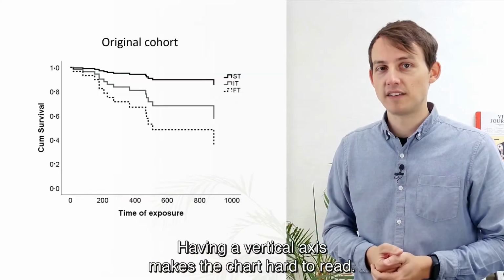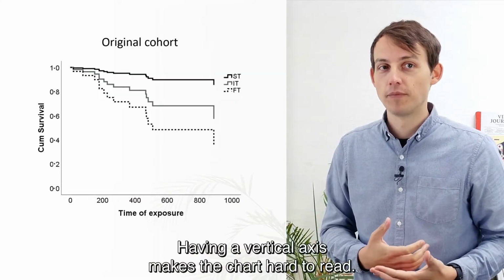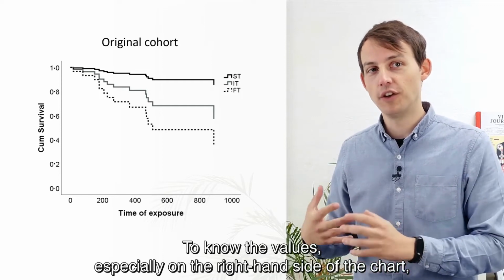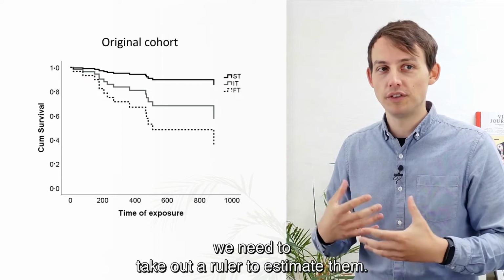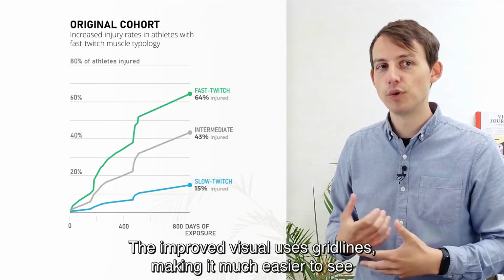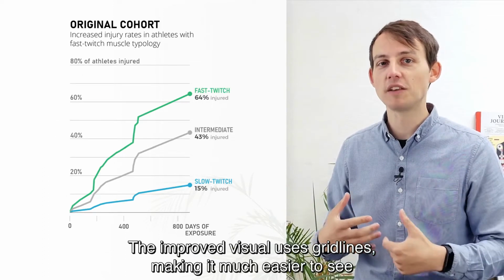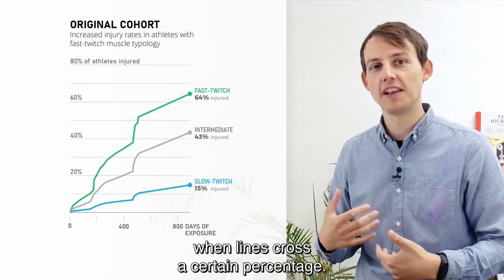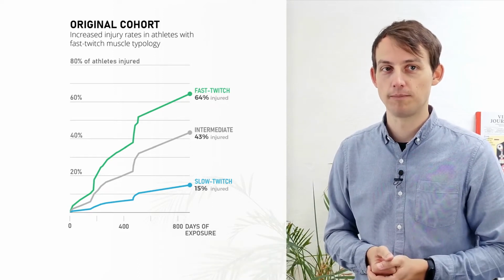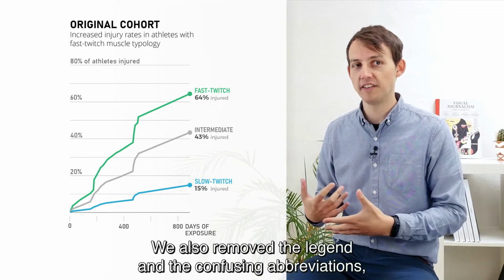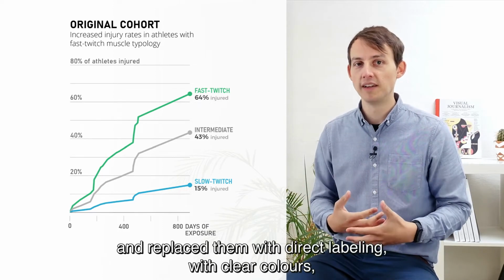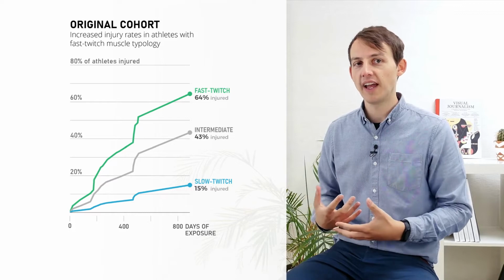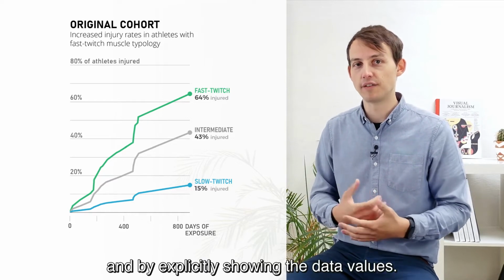Having a vertical axis makes the chart hard to read. To know the values, especially on the right-hand side of the chart, we need to take out a ruler to estimate them. The improved visual uses grid lines, making it much easier to see when lines cross a certain percentage. We also removed the legend and the confusing abbreviations and replaced them with direct labeling, with clear colors, and by explicitly showing the data values.